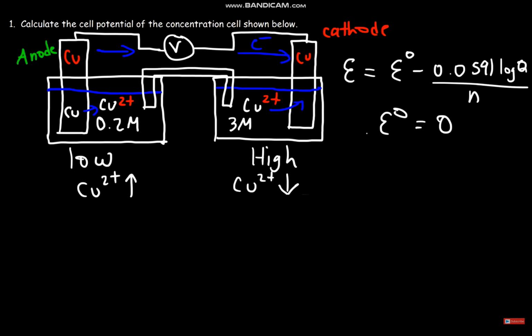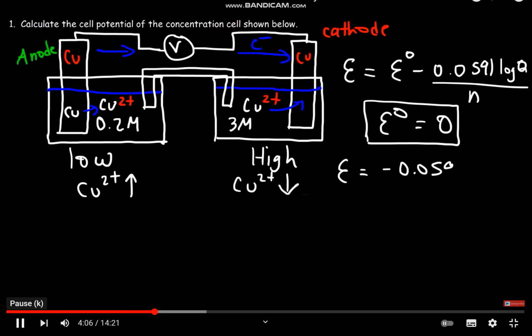So for a concentration cell, this will always be 0. So the cell potential is simply negative 0.0591.